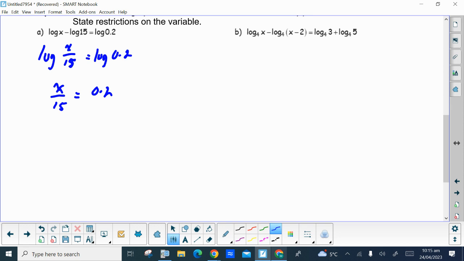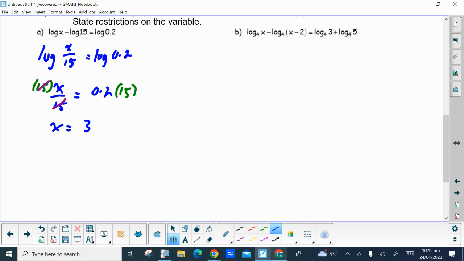So now we can solve for x by multiplying both sides by 15. So we'll multiply the left side by 15 and the right side by 15. We do that so that the 15s can cancel on the left. And so you'll have x equals 0.2 times 15, which is 3. So there's our solution.